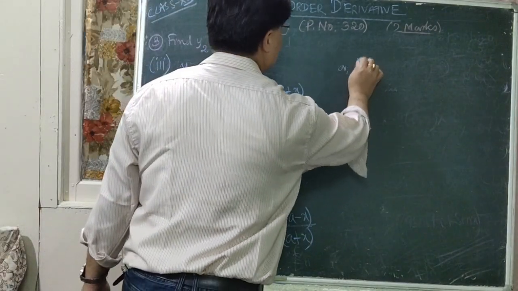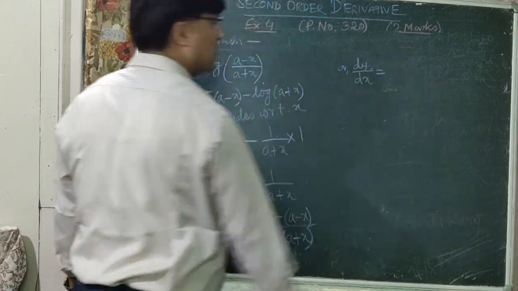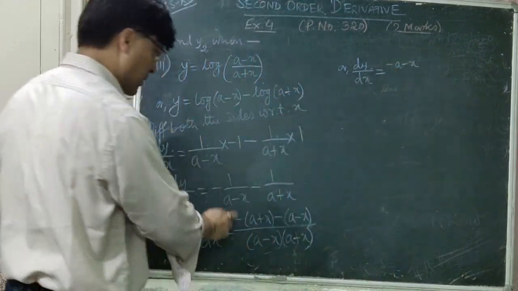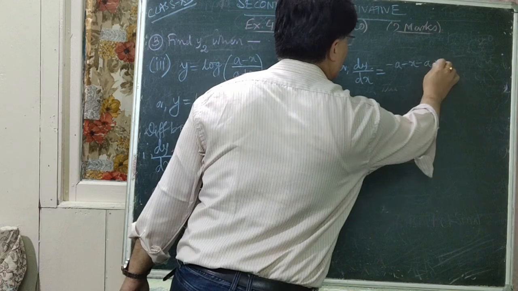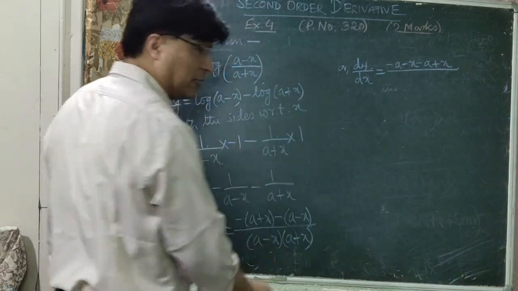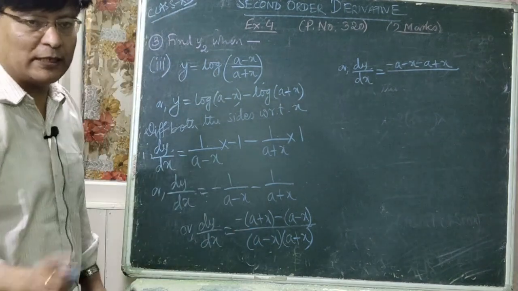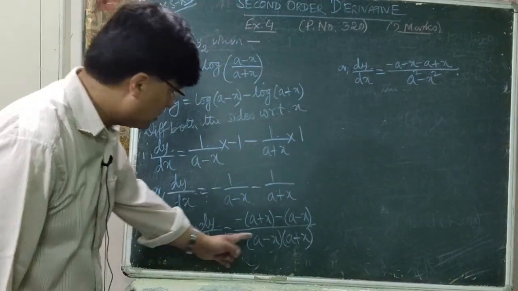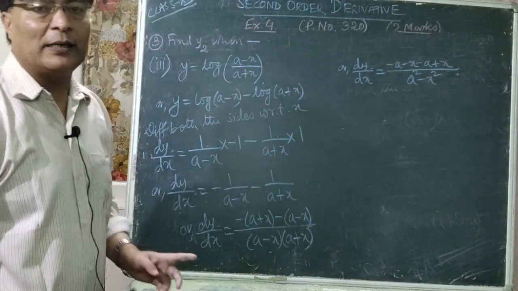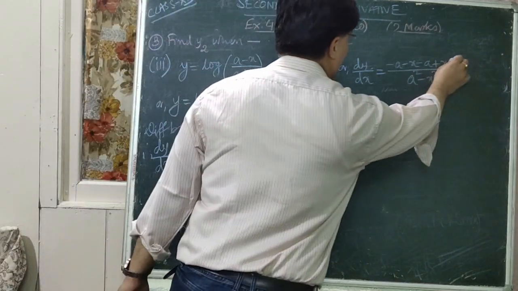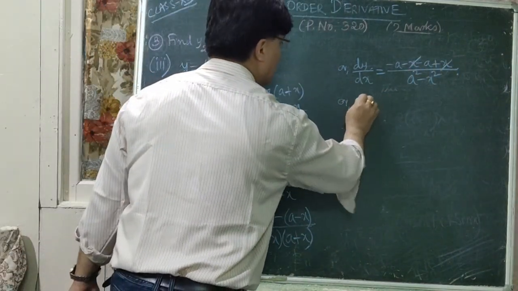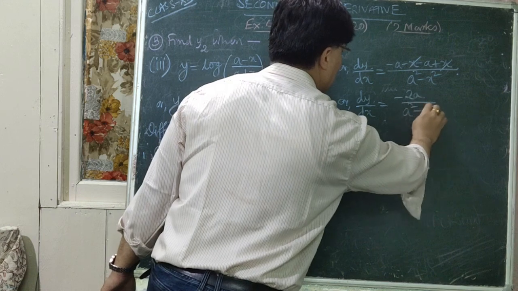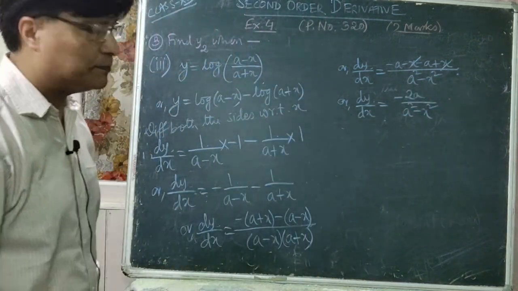So dy by dx. Now simplify the numerator. You can multiply them. It is minus a minus x. Next, minus a minus into minus plus x. This whole divided by, you can multiply them. A plus b into a minus b is a square minus b square. So it is a square minus x square. What is the formula? A square minus b square. And in the numerator you can cancel this x, so dy by dx is equal to minus 2a divided by a square minus x square, right?